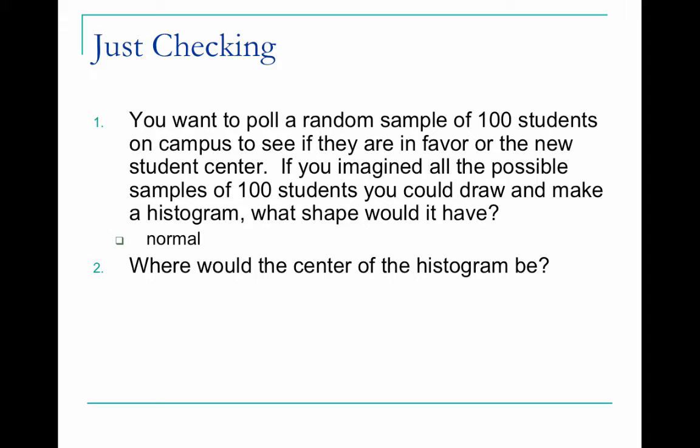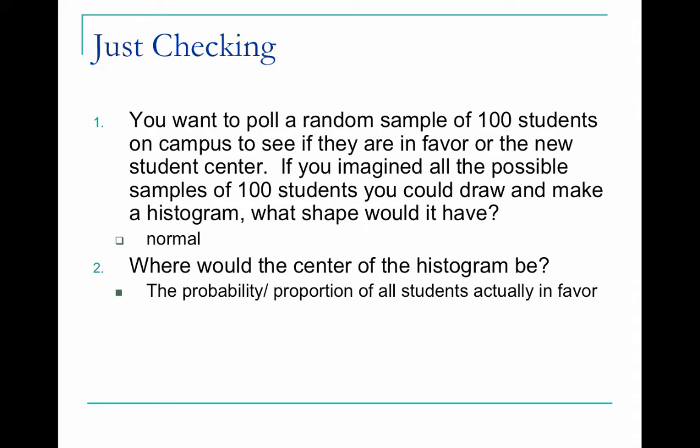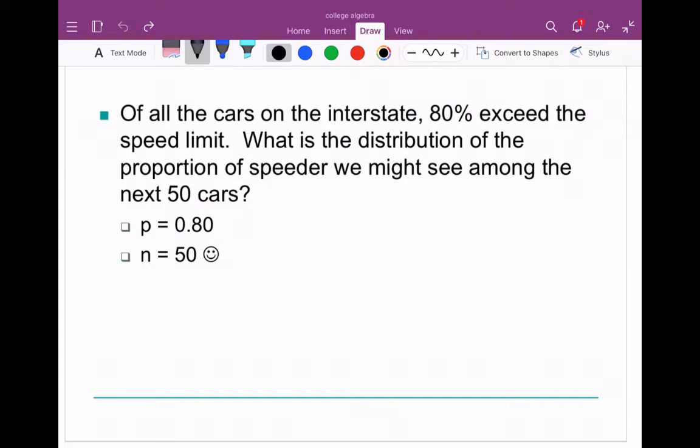Number 2, where would the center of the histogram be? Well, remember that the normal model will end up coming together in the middle at its mean, which would be the true proportion. So in this particular case, it would be the probability or proportion of all students who are actually in favor of the new student center. So for the rest of the video, we're really just going to be looking at examples using the sampling distribution model for proportions specifically.